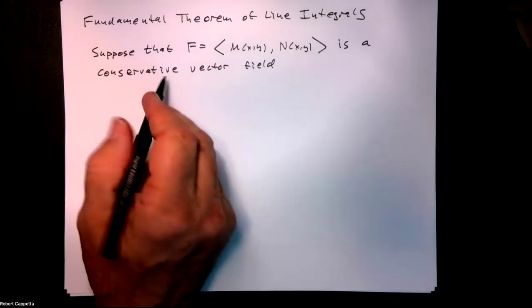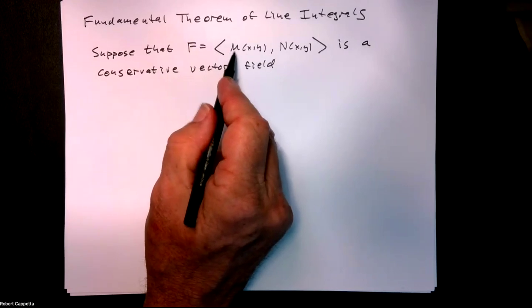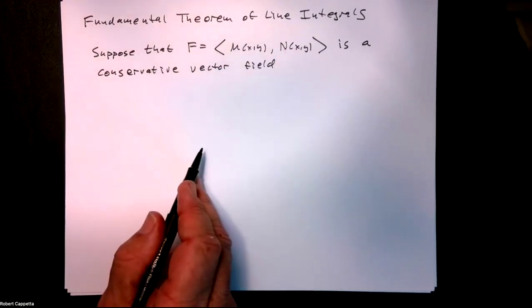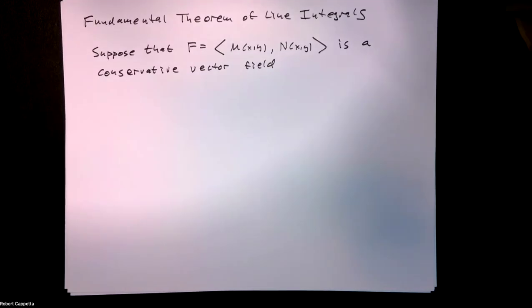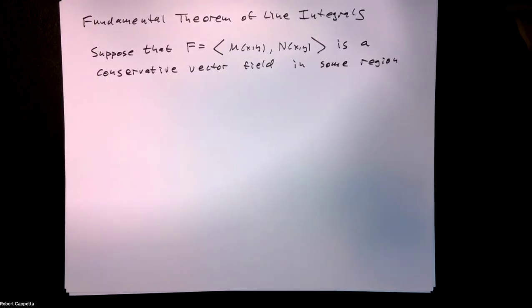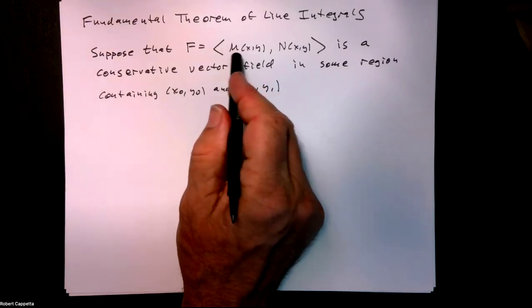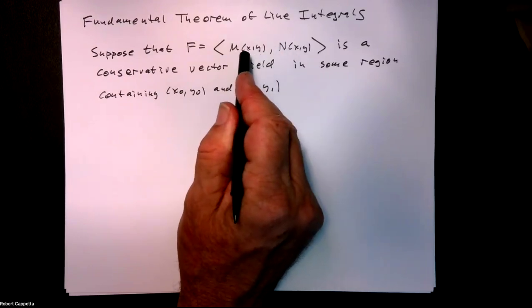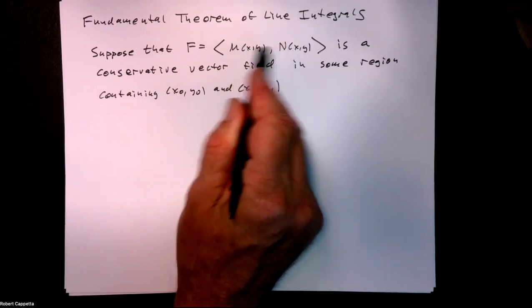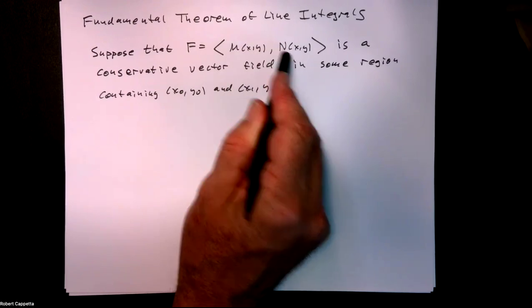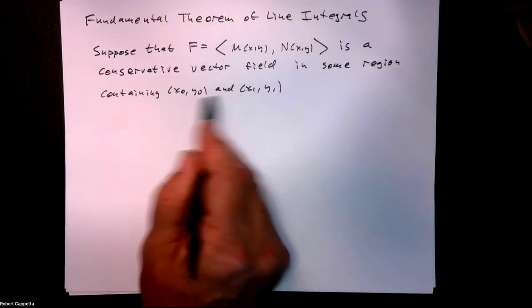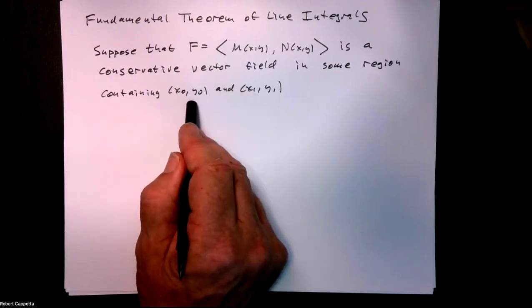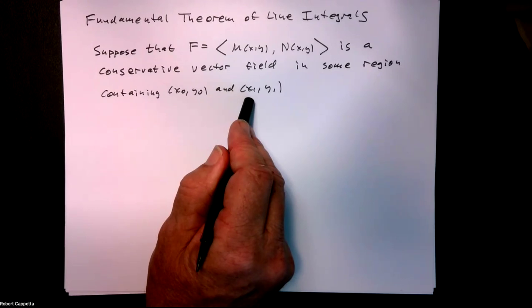So formally, suppose that big F, which is M in the first slot, N in the second slot, is a conservative vector field in some region containing x0, y0, and x1, y1. So let's pause in our formality for a minute. We know it's conservative if the curl of F is 0, or we said the mixed partials are the same, namely M sub y equals N sub x. If we have a conservative vector field, this will hold. And again, it's conservative where? In some region containing those points. Now, what are those points? This will be the starting point, and this will be the end point.